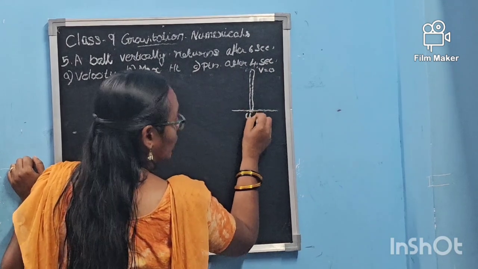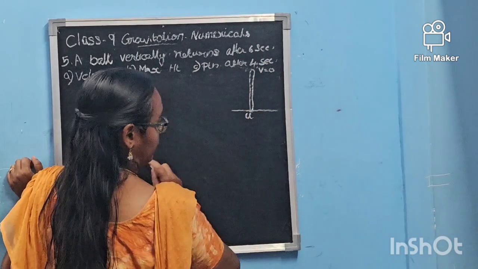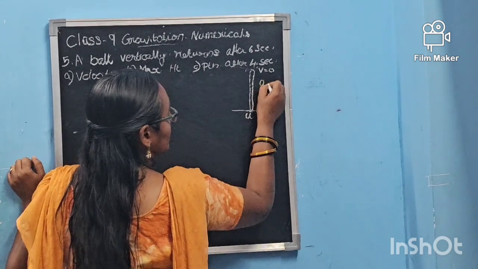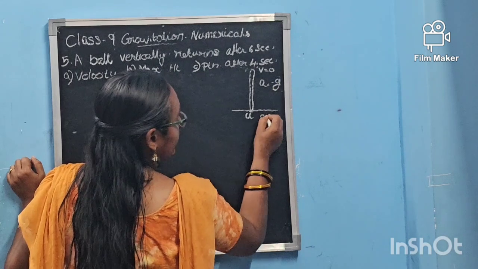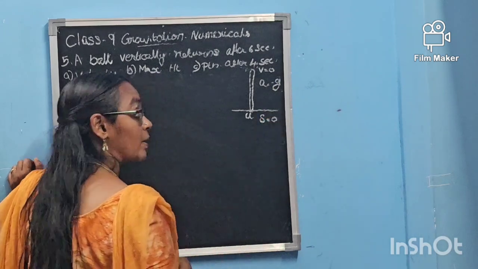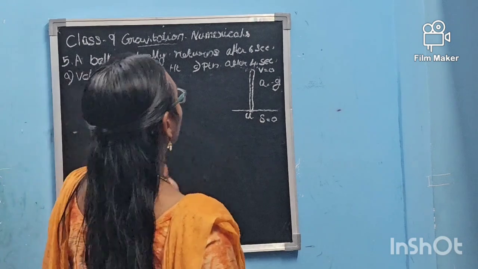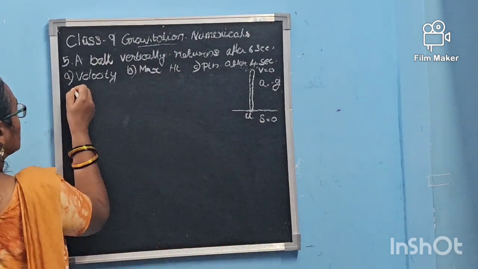Initial velocity is equal to 0, it is a value, and acceleration a is equal to minus g, and total displacement s is equal to 0. Total displacement will be 0. So all these we are understanding. Now we are going to solve the problem.